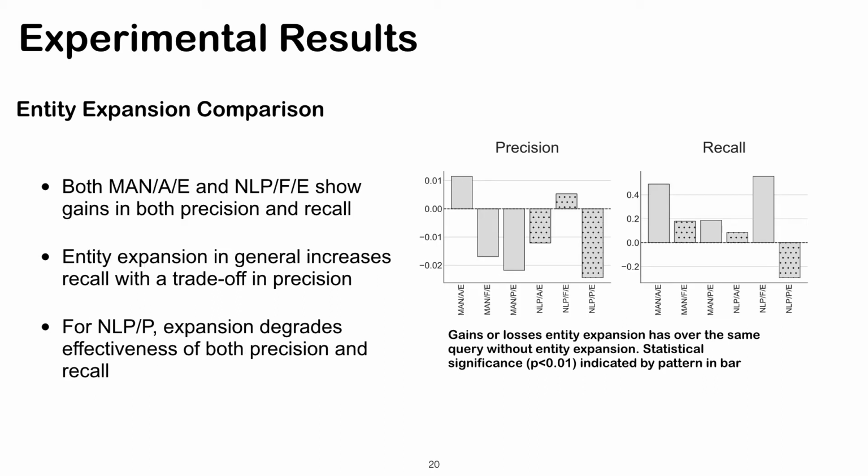Next, we compare the gains or losses the entity expansion method has over the same query without that entity expansion applied. Here we can see that there's two methods that provide a gain in both precision and recall. We find that entity expansion in general increases recall with a trade-off in precision, which makes sense because we're adding more terms into the query. And for one of our methods, we see that the expansion degrades effectiveness for both precision and recall, which we found unusual.